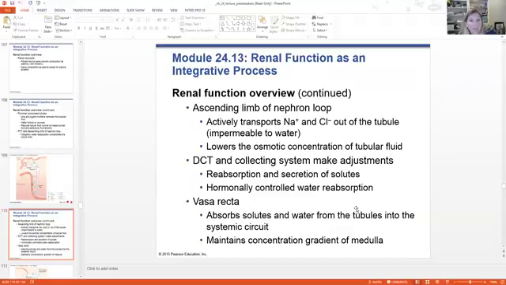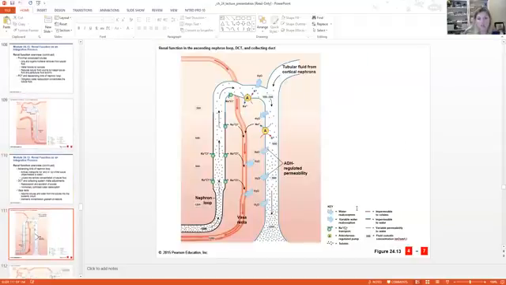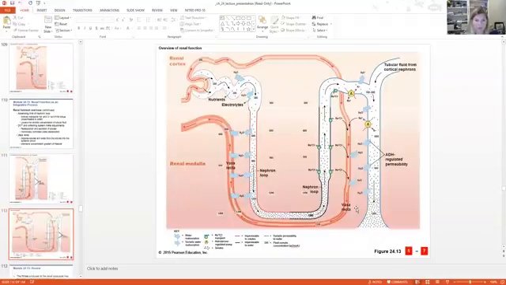The vasa recta of our juxtamedullary nephrons is going to maintain the concentration gradient of the medulla of the kidneys by absorbing solutes and water from the tubules directly into the systemic circuit. So here you see that ascending side, the DCT, and the collecting duct, all variable reabsorption of water and solutes, but that ascending limb is reabsorbing sodium and chloride. Here's the whole thing put together.